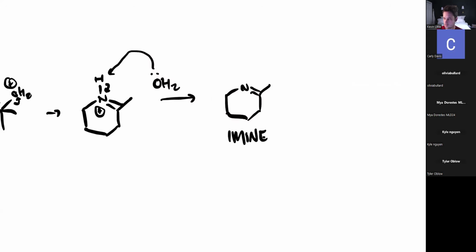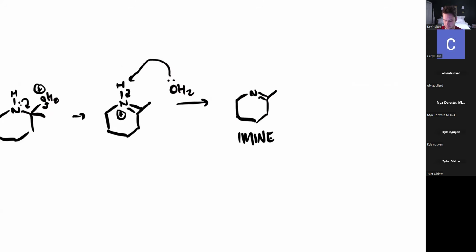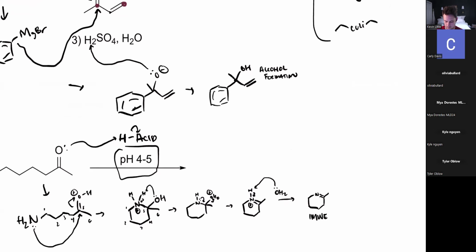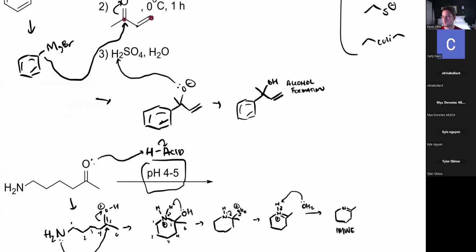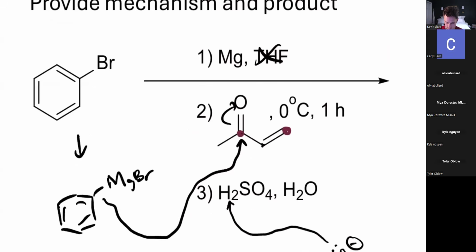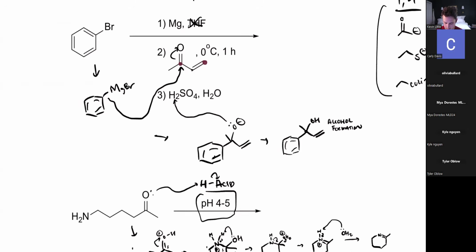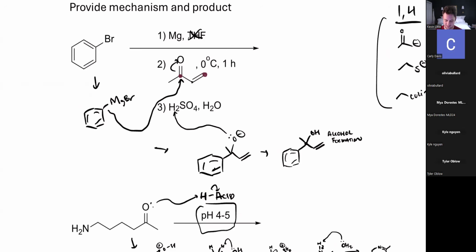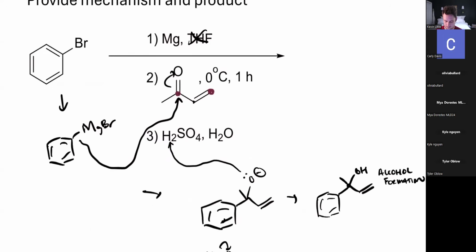I have a question about the other problem. What do we need to know the mechanism for a Grignard formation? This insertion of the magnesium? No, you do not. I'm not going to ask you that. It's a radical mechanism. You can do it if you want.